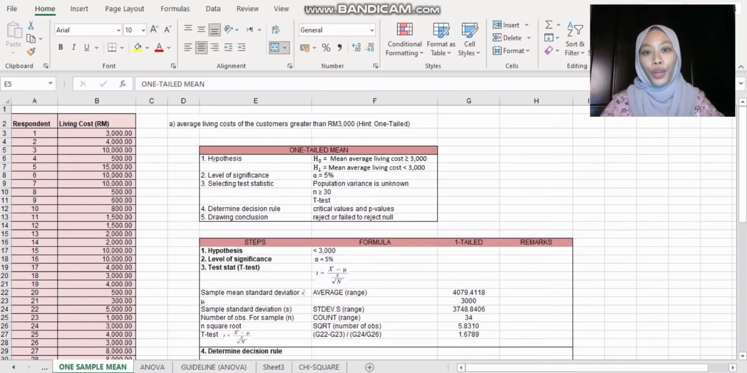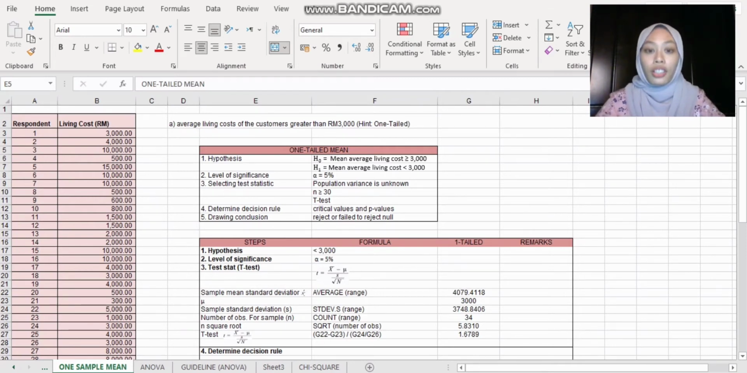Hi everyone, so today we are going to present about chapter 5. For question E, average living cost of the customer greater than 3,000. First, we get the hypothesis, which is the null hypothesis: mean average living cost greater than 3,000. And we want to test whether the alternative hypothesis is less than 3,000.